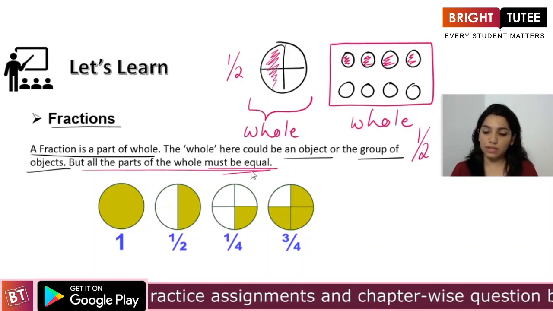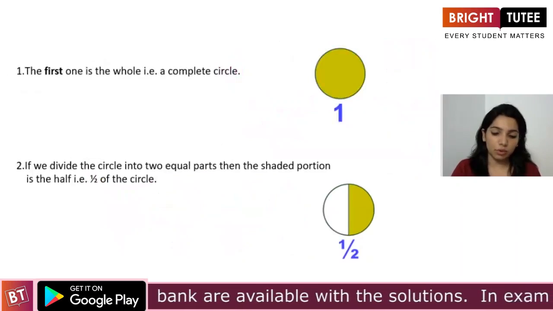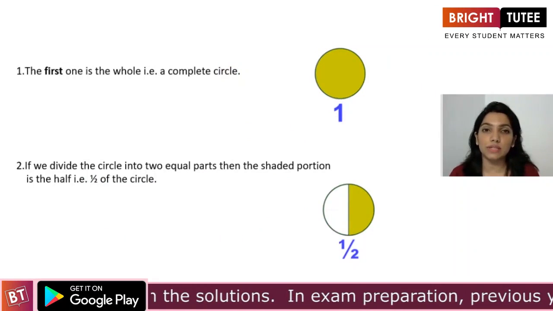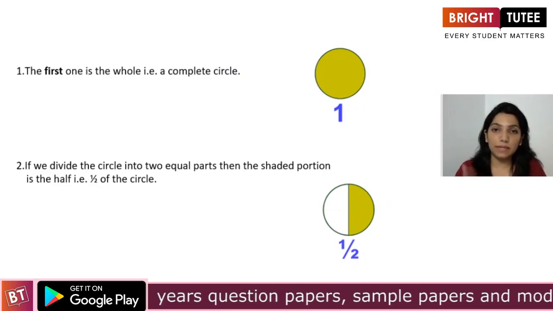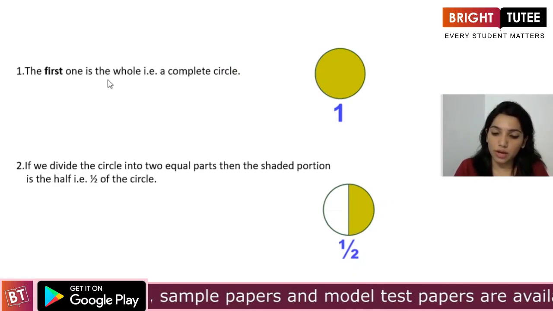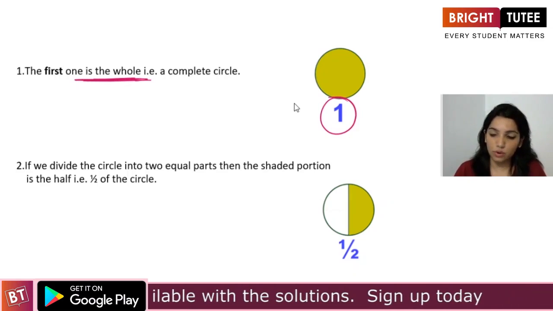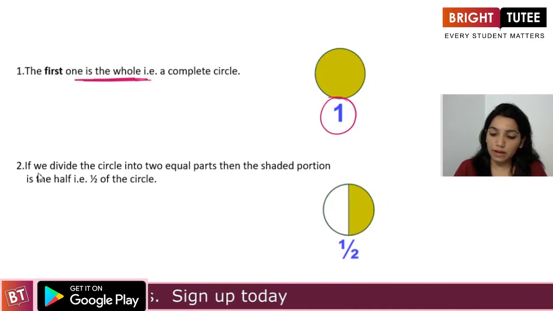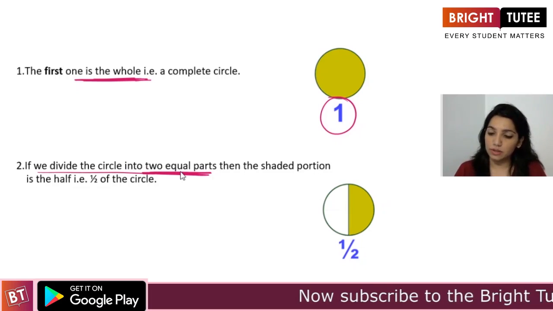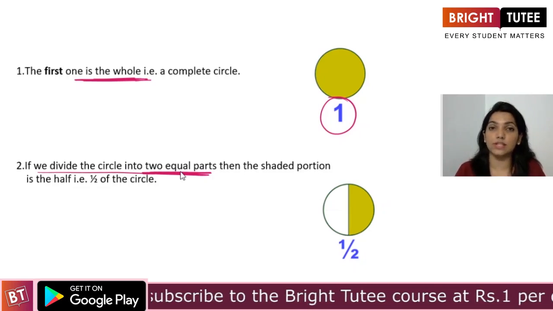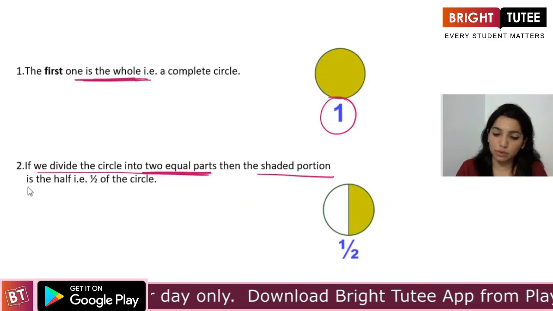Okay, so here comes the example you can see in front of you. Let's discuss these images in a broader sense. The first one that you see is the whole, that is a complete circle. Is that right? We see the complete circle colored, so it is one whole, and we denote it by 1. Now look at the second image. If we divide the circle into 2 equal parts, right? So you cannot make unequal parts and say that this is the fraction. No, you need to make equal parts. Okay, and then you shade a particular portion.